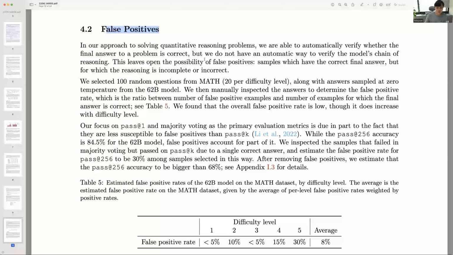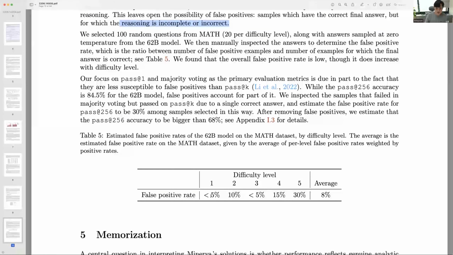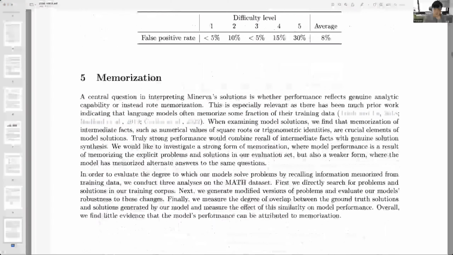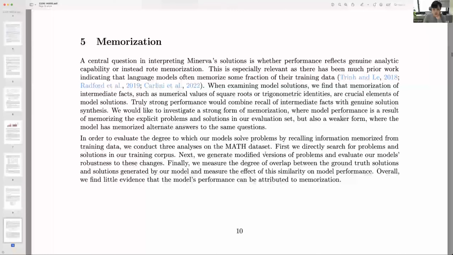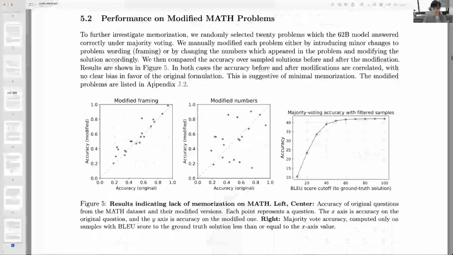So they try to see how many questions are false positives. They saw that the trend is quite expected. When the question difficulty is small, very easy questions, they have low false positives, but when the question becomes harder, they have much larger false positives. But on average, it's not that much. They did this through human evaluation, of course. They couldn't figure that out automatically. And they showed, not proved, but showed that their results are not coming from memorization of the training corpora. So there are several pieces of evidence.